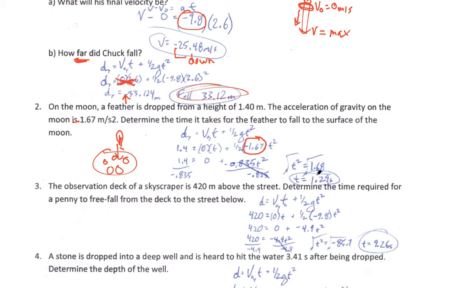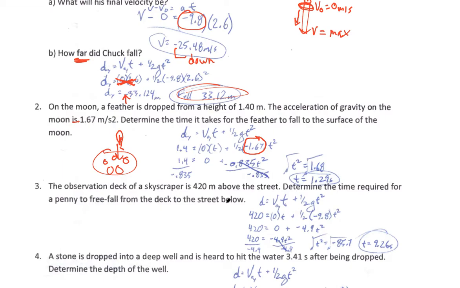And remember, I can always take this 1.29 seconds and plug it back in here and make sure that both sides are equal to one another. So the left side is 1.4, so the right side, after it's plugged in and I do all my math, should be really close to 1.4. It may not be dead on because I'm doing a lot of rounding, but it should be really close.